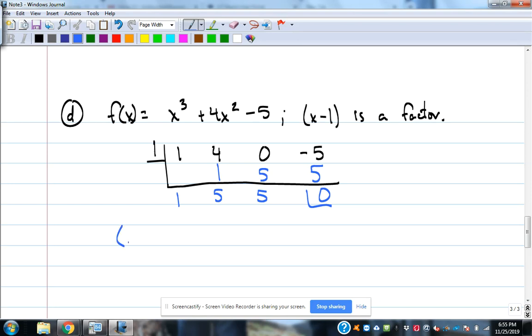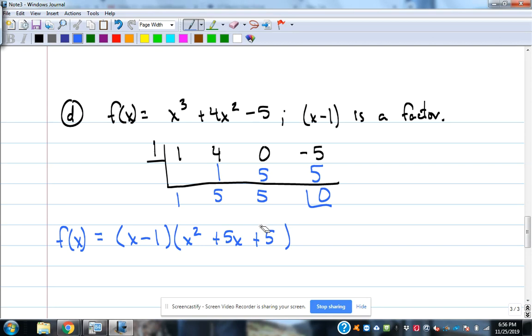So that takes my polynomial to what two pieces? What are the two pieces that the polynomial is now? X minus 1, the one they told us about. And what's the long one that's left over here? X squared plus 5x plus 5. Okay, so this looks a lot like the previous example.